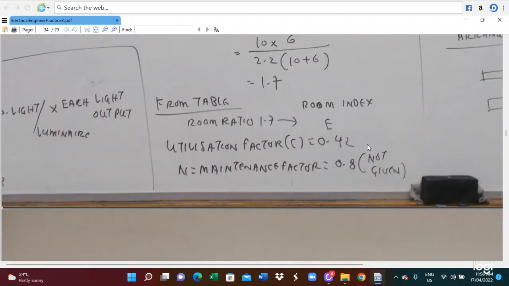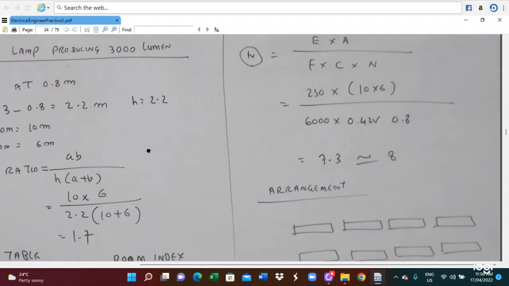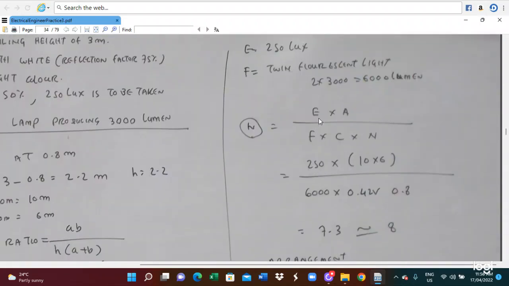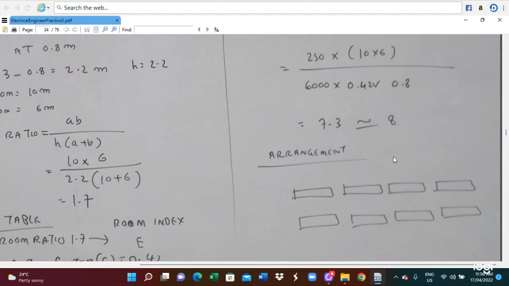And substitute the different values here. E is 250, A is 10 by 6, F is 3000 lumens, utilization factor is 0.42, and maintenance factor is 0.8. Then you get 7.53, or 8. So in this case, 8 lamps, which we can arrange as 2 rows with 4 units in every row. That will be the arrangement.